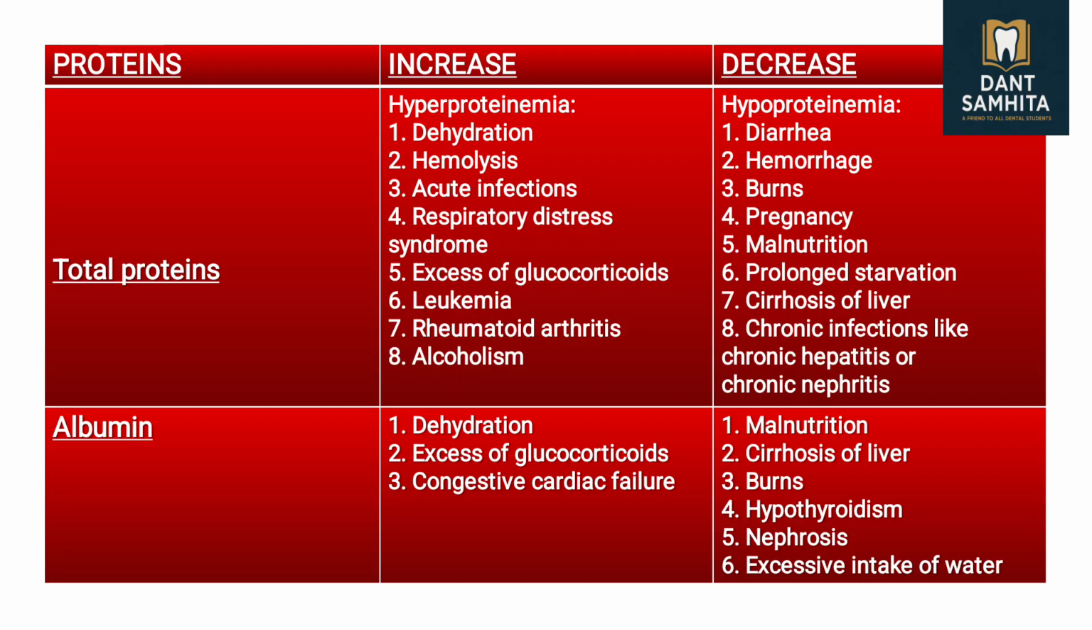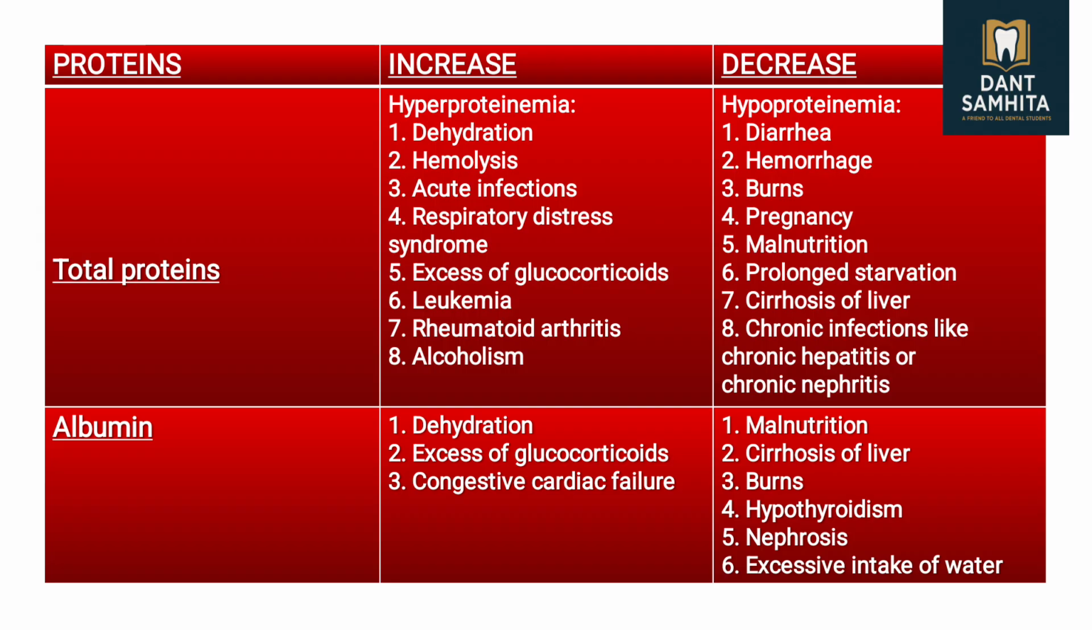reports of cardiac patients, you will get your plasma proteins checked. Your albumin level and your globulin level are clearly checked, so that you see if there is any congestive cardiac failure. So in case of congestive cardiac failure, your albumin level will increase.